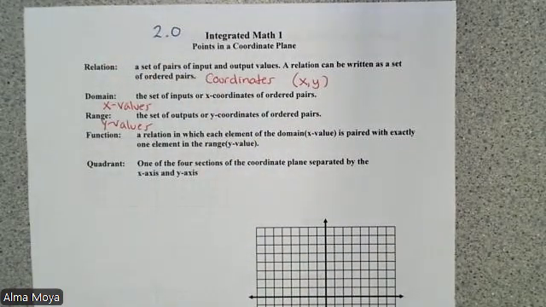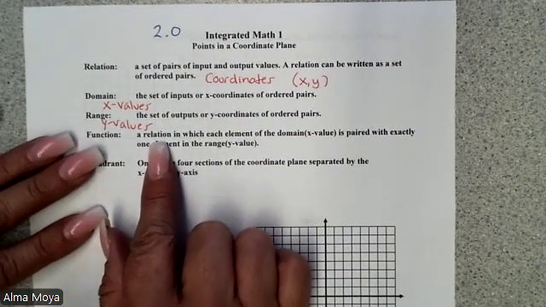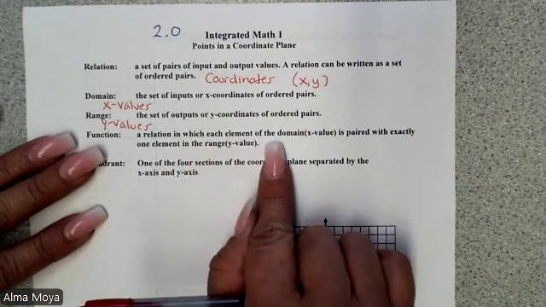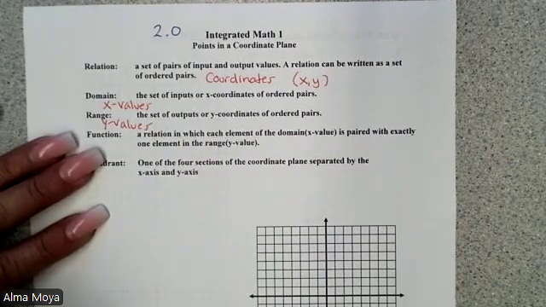Next, we have a function. A function is a relation in which each element of the domain, which is the X value, is paired with exactly one element of the range, which is the Y values.